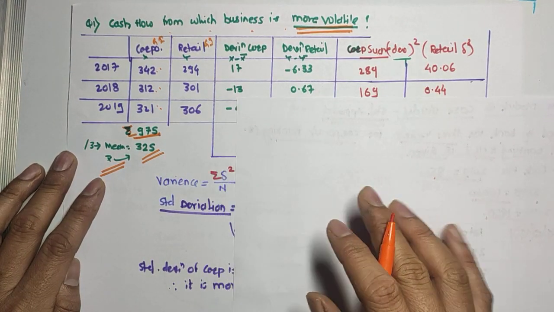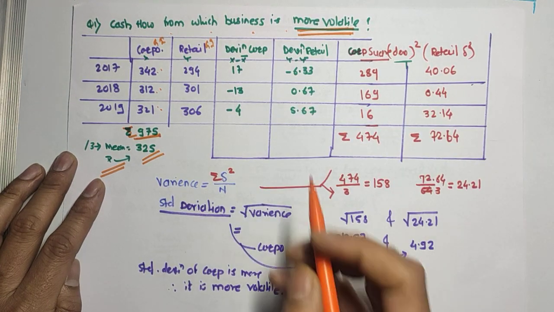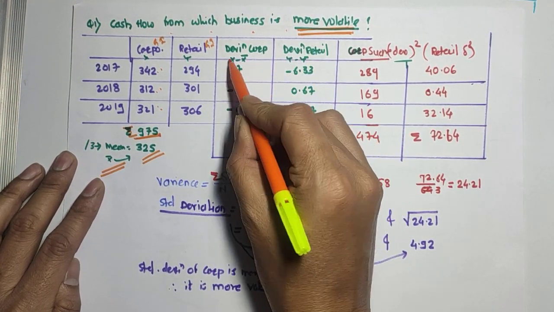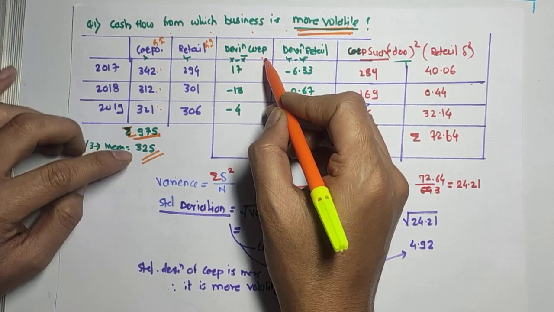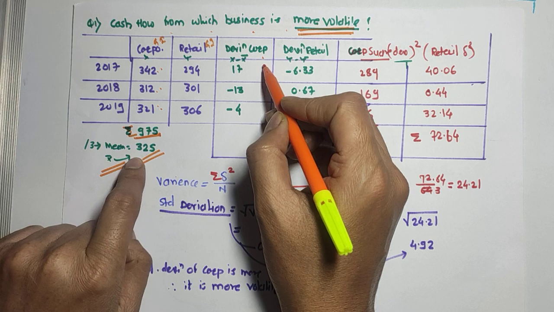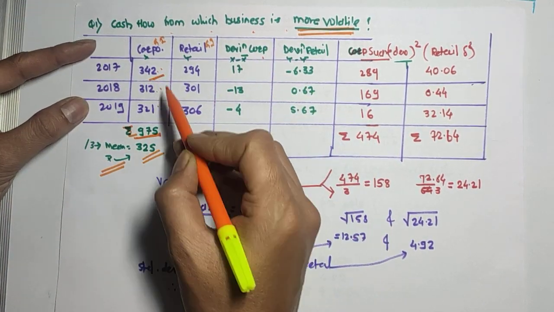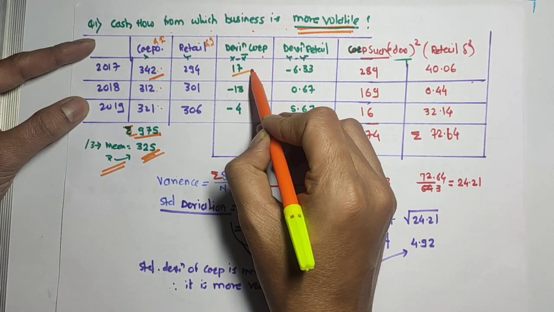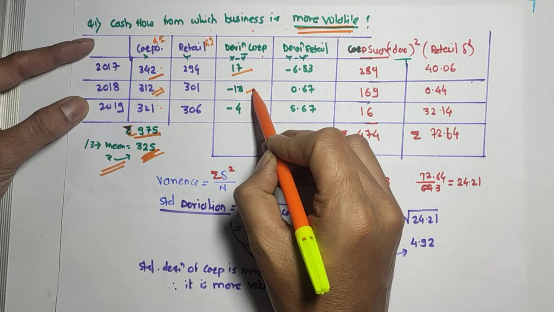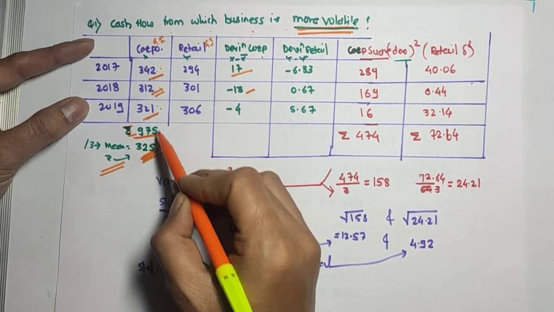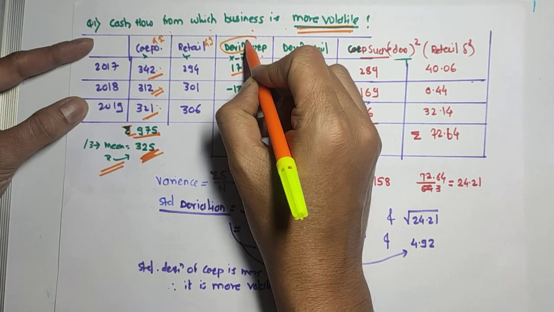Next, our next step, we have to find the deviation. How to calculate the deviation? It is x minus x bar. What is the value of x? See, 342 minus 325, you will get 17. 312 minus 325, you will get minus 13. 321 minus 325, you will get minus 4. So basically you have calculated the deviation.